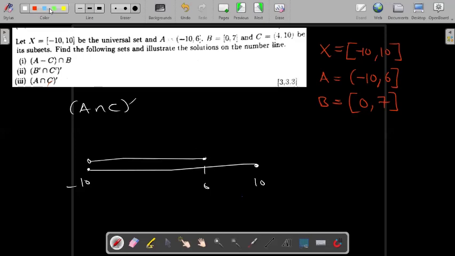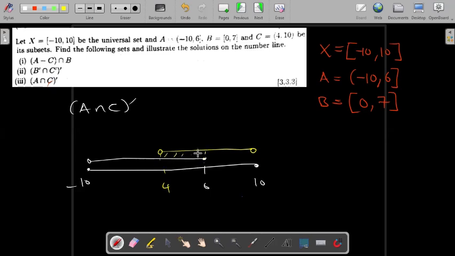Then which one is my set B? No, set C, we're not in set B. So set C is 4 to what? To 10. So say 4 is here, so it is open at 4, and it is also open at 10. Then they tell you intersect. Where do these intersect? So they intersect here and there.